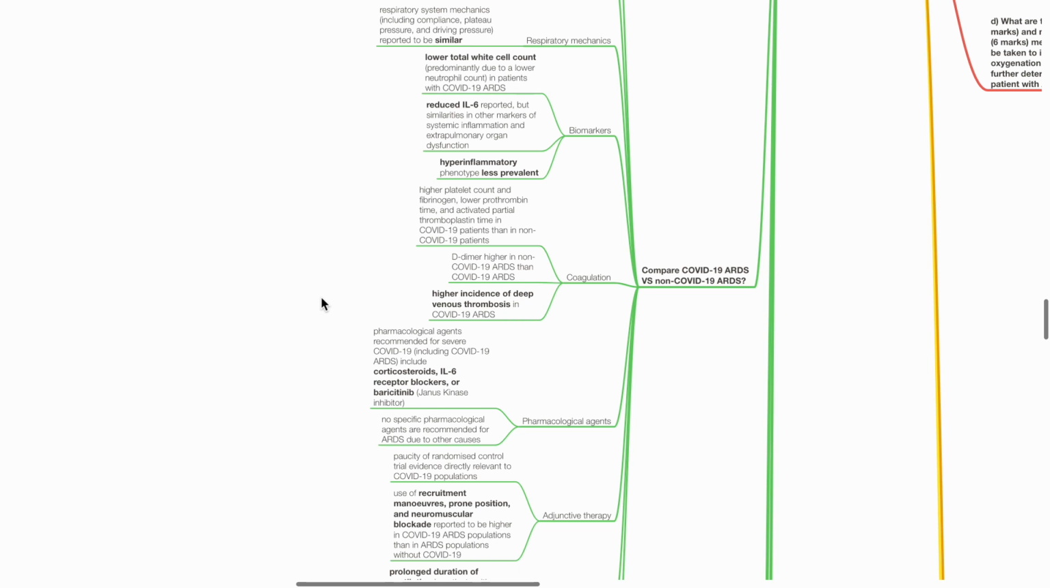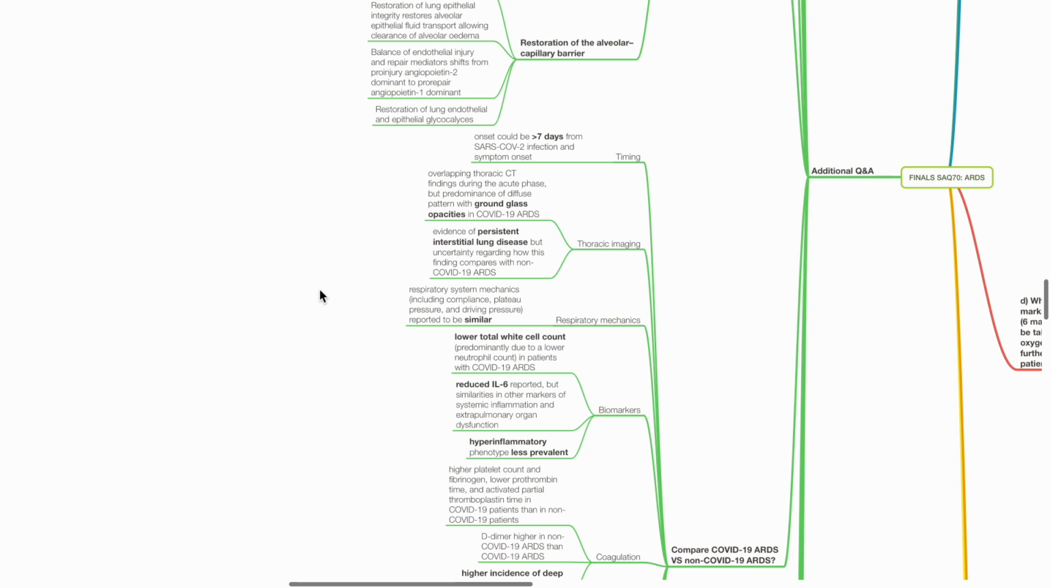Compare COVID-19 ARDS versus non-COVID-19 ARDS. Timing. Onset could be more than 7 days for COVID-19 ARDS. Thoracic imaging. There is overlapping thoracic CT findings during acute phase, but predominance of diffuse pattern with ground glass opacities in COVID-19 ARDS. Evidence of persistent interstitial lung disease is present in COVID-19 ARDS. Respiratory system mechanics are similar. Regarding biomarkers, lower total white cell count, reduced IL-6, and hyperinflammatory phenotype is less prevalent in COVID-19 ARDS.